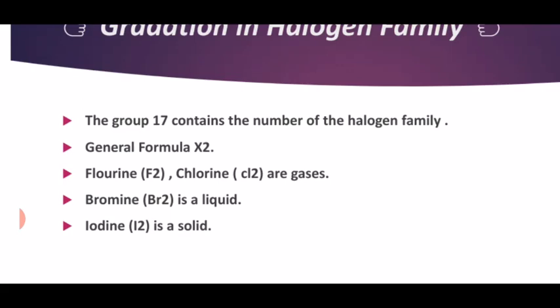Now what is the general formula of a halogen? X2. This is the molecular formula of a halogen, X2. What does X represent? Halogens, that is chlorine, bromine and iodine. Now fluorine and chlorine are gases. Now come to bromine, that is Br2. It is a liquid, and iodine is a solid.